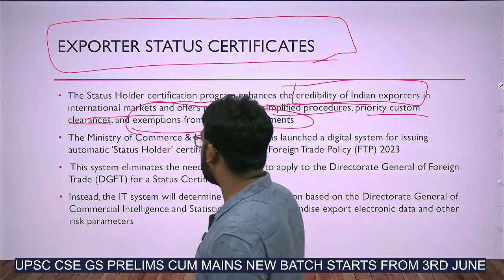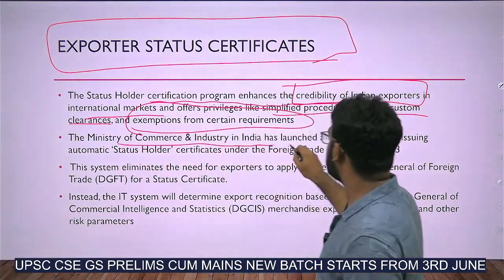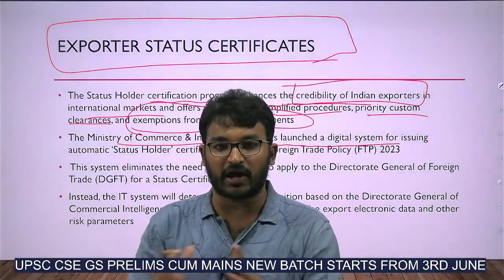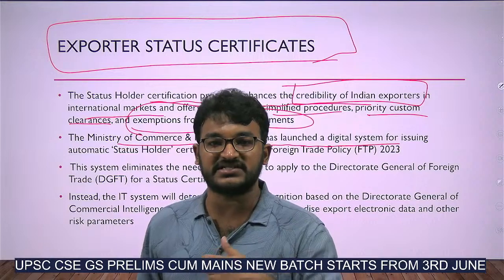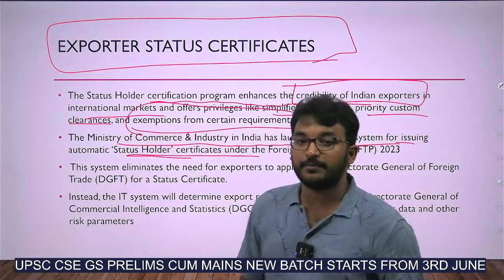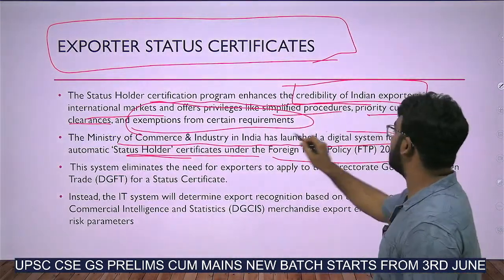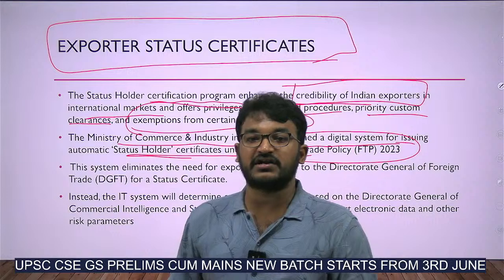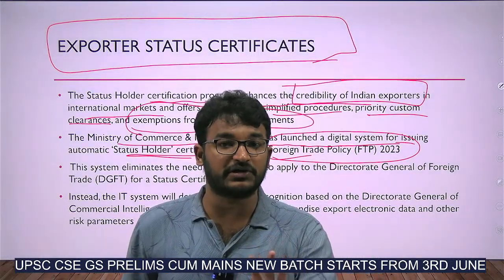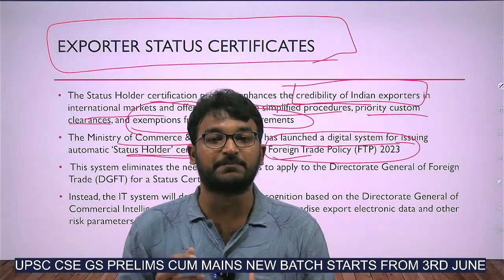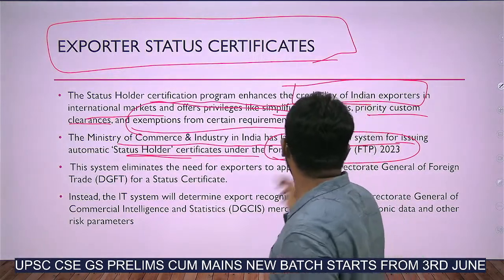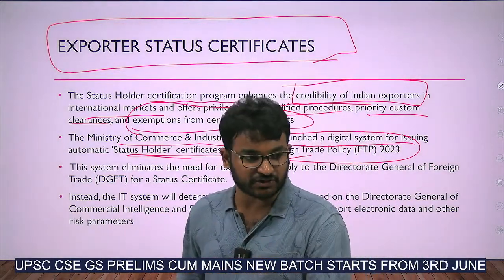Okay. And the Ministry of Commerce and Industry has launched a digital system. Earlier it used to be a very lengthy process. Now a digital platform has been created for issuing status holder certificates based on Foreign Trade Policy 2023. In Foreign Trade Policy 2023, it has been mentioned that it is the need of the hour for the government to increase exports, and for that there is a need for promotion from the Indian government. In this scenario, we have started this digital system for issuing status holder certificates.